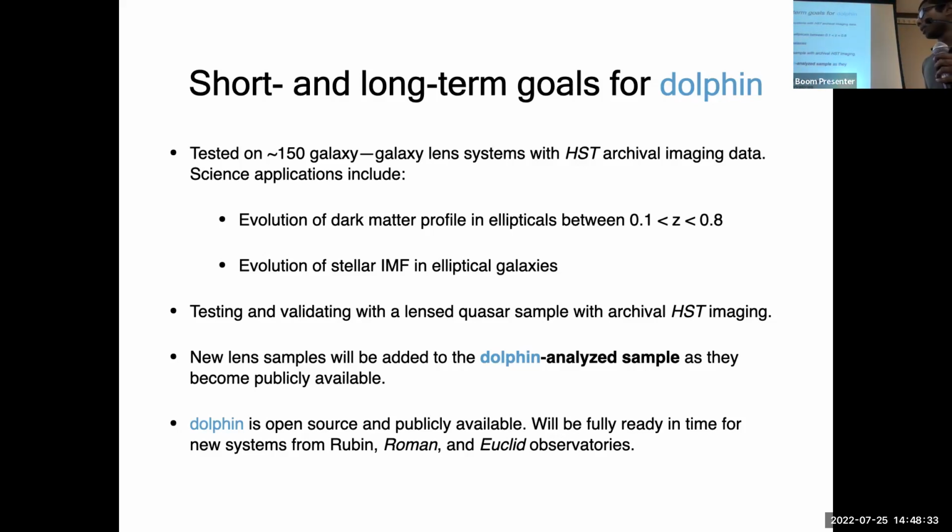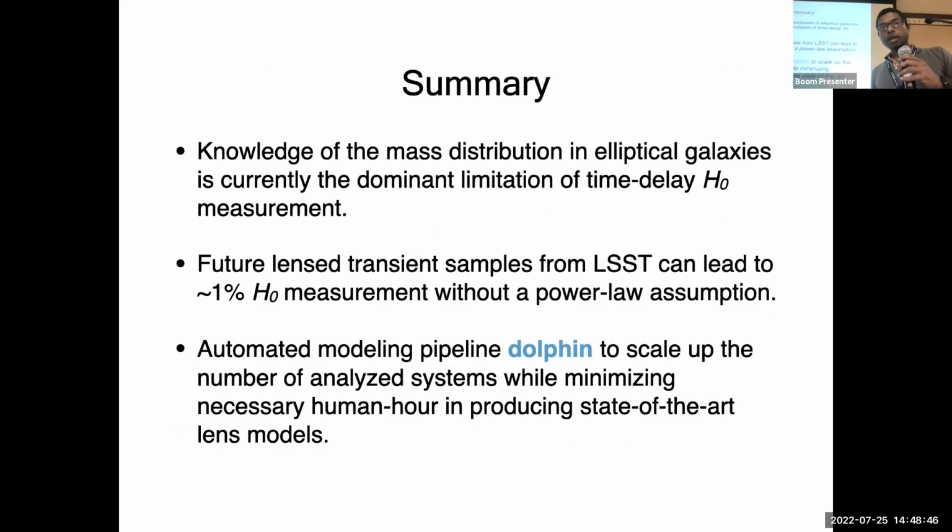It's open source and publicly available on GitHub, but the main idea is that it will be fully ready in time when we are going to have these new discoveries from Rubin, Roman, and Euclid observatories. So that's my talk. This is the summary slide. I will leave it here. Thanks a lot for listening, and I'm happy to take questions.